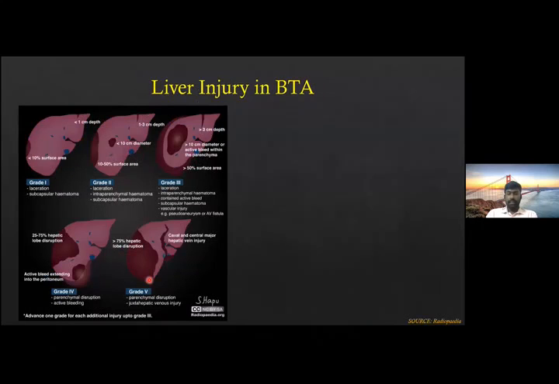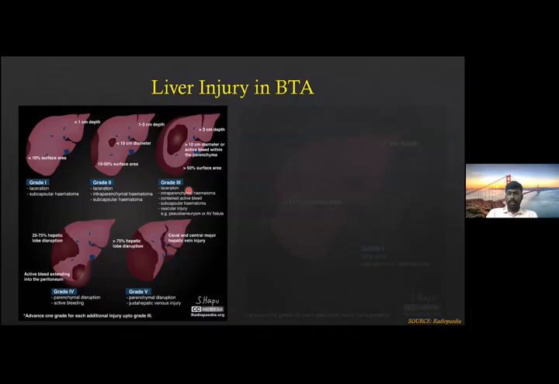So moving on to the liver injury grading in blunt trauma abdomen, again, the depth of laceration here is gauged by the same 1 centimeter, 1 to 3 centimeters and more than 3 centimeters. However, the intraparenchymal hematoma we saw in spleen was based on less than or more than 5 centimeters. Here it is less than or more than 10 centimeters. And here again, the subcapsular hematoma has the same grading of less than 10%, 10 to 50 and more than 50% of the surface area. And here we don't use the depth of the subcapsular hematoma.